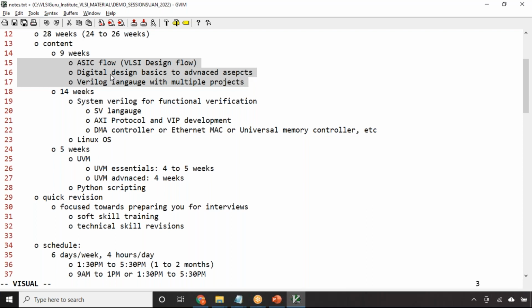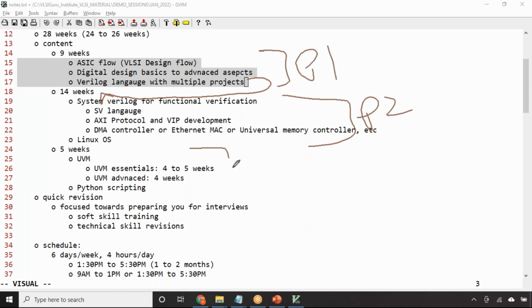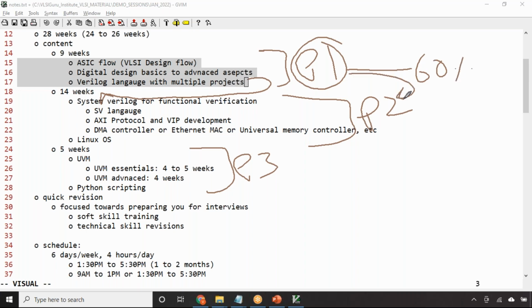At the end of that, based on your performance, you will be promoted to the next part of the training. This is phase 2 training. This is phase 1 training. This is phase 3 training. At the end of phase 1, we'll be conducting an assessment test. If you perform well, let's say you at least score 60% of the marks, you will be promoted to phase 2. Otherwise, you will have to redo things.